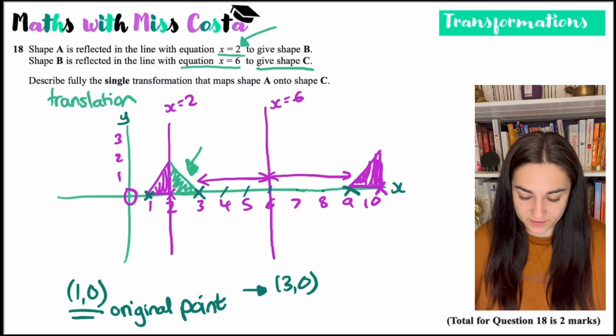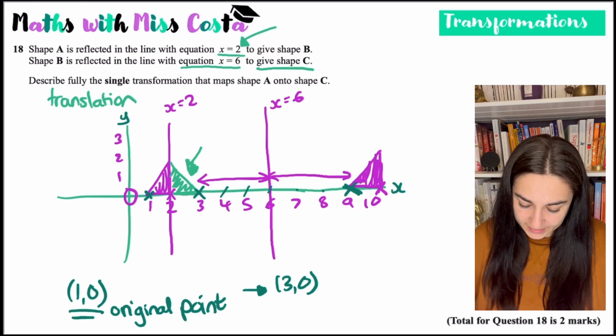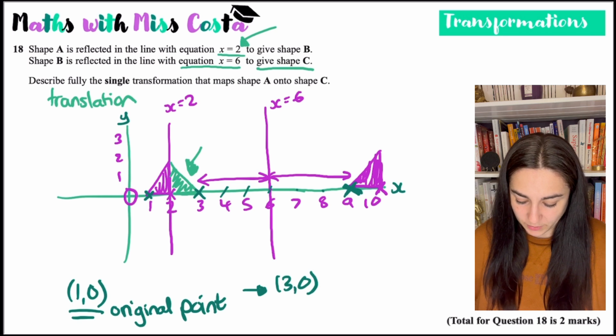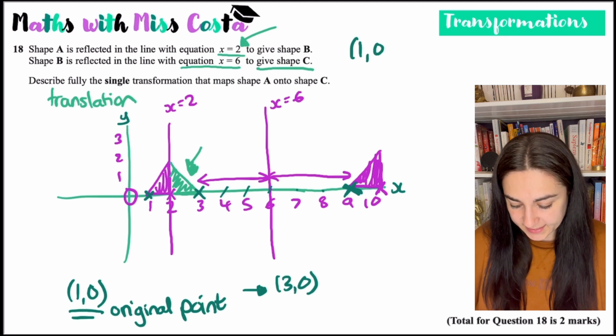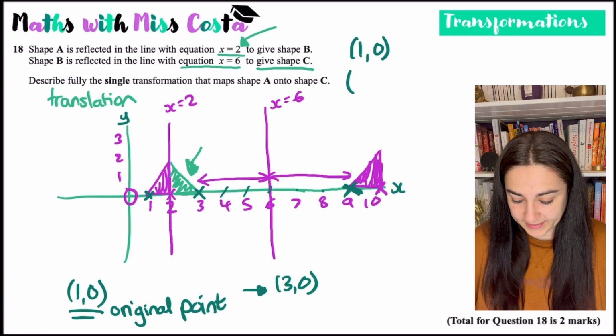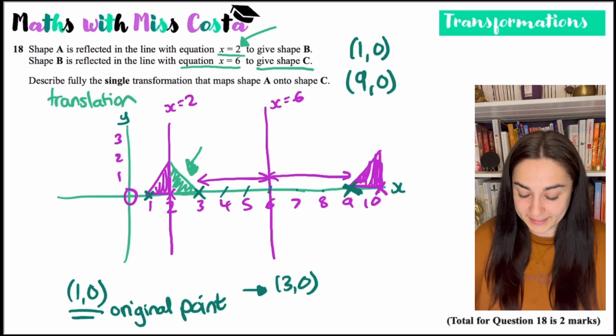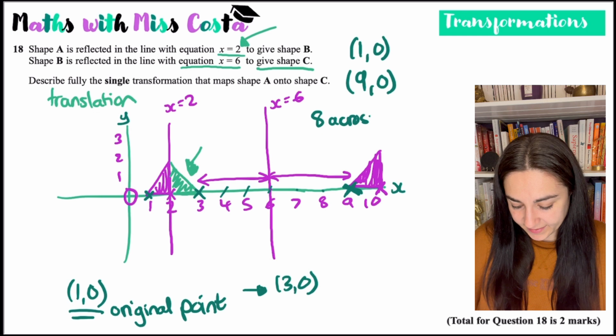And what's actually happened to its coordinates? Well, I only really need to think about the original coordinate because that's what I'm tracking. So it started at 1, 0, and its end point is at 9, 0. So therefore, it's been translated 8 across the x-axis.